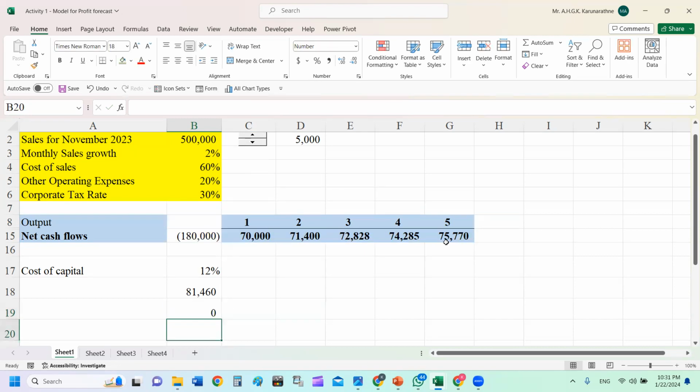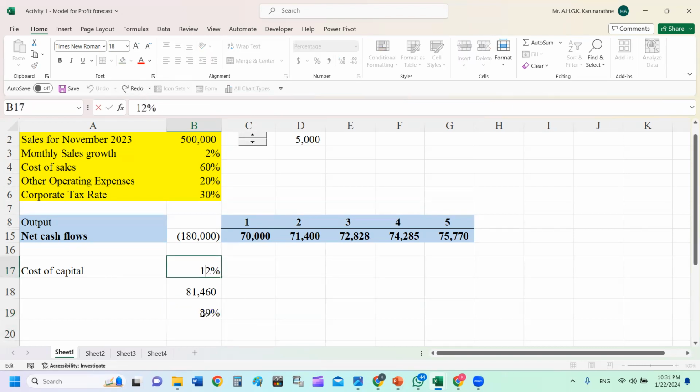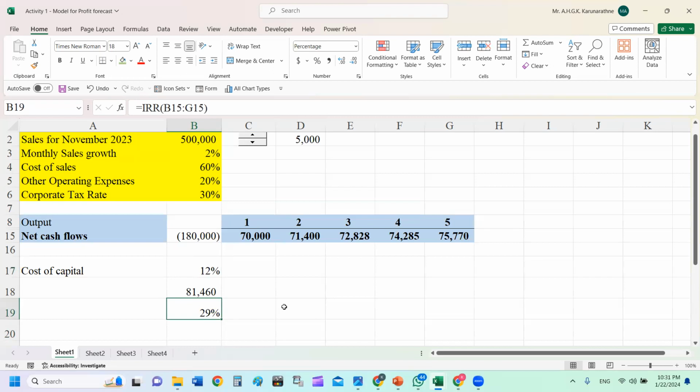Close the bracket, enter. This is your IRR percentage. Apply the percentage format: IRR 29%. Our cost of capital is 12%. IRR 29, happy. Why? Our cost of capital, the required rate, is 12%, and the yield is 29. Very happy, because our required rate is 12 and this gives us 29. So we are happy. We accept the project.